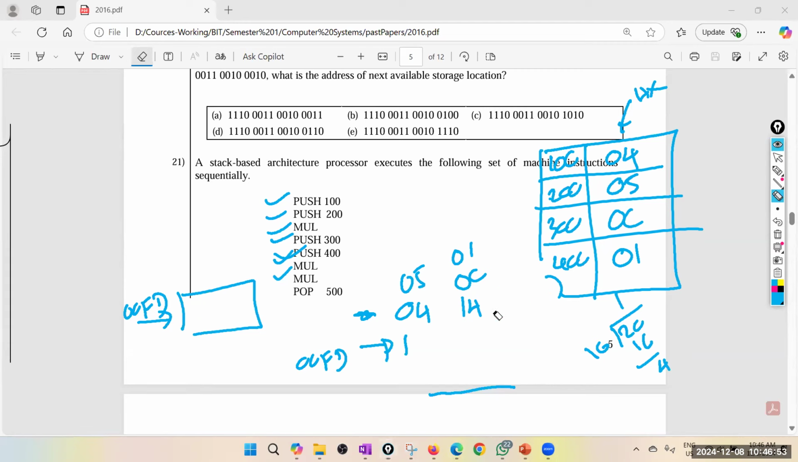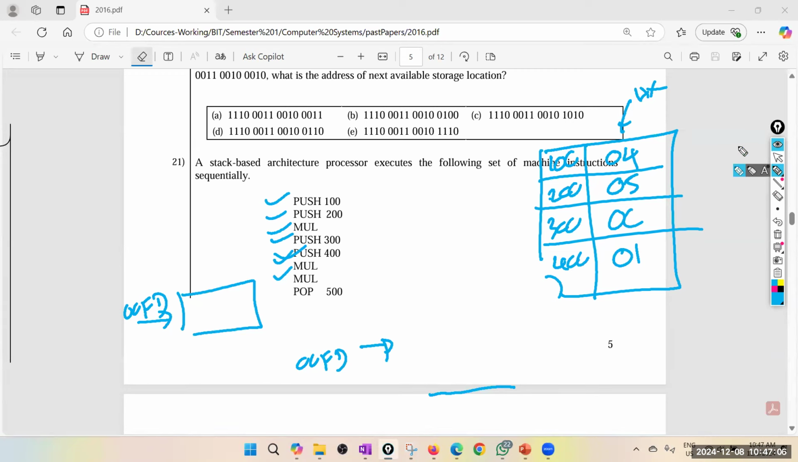But this time I'm going to do it with base 10 because it looks easier for me. Right, so push 100, 0, 4. Hexadecimal 0, 4 means base 10 also 0, 4. Push 200. So this is basically 0, 4 or 4.